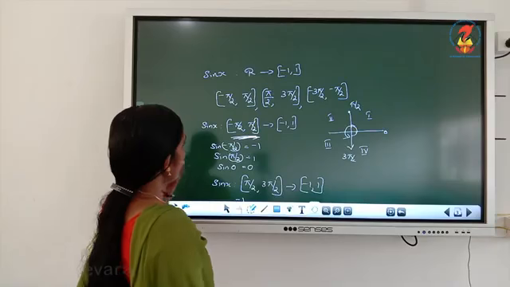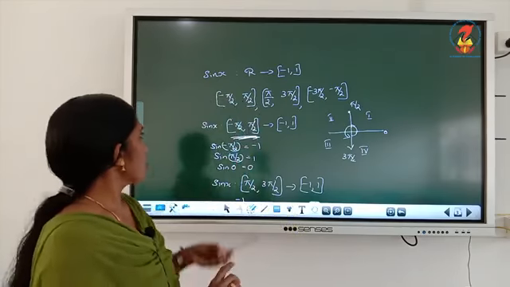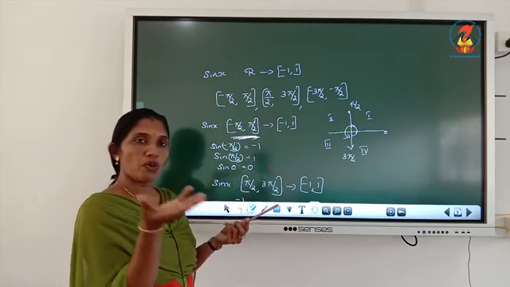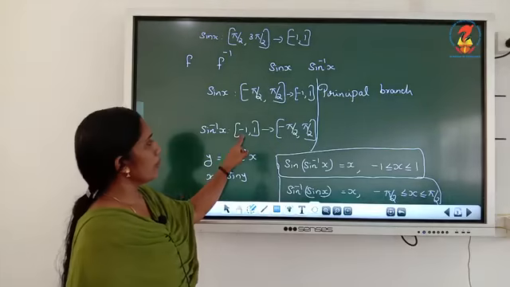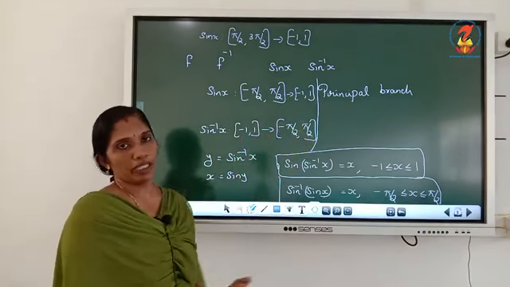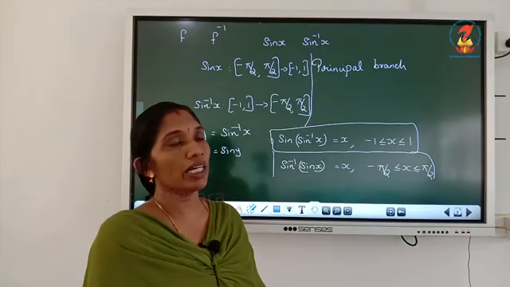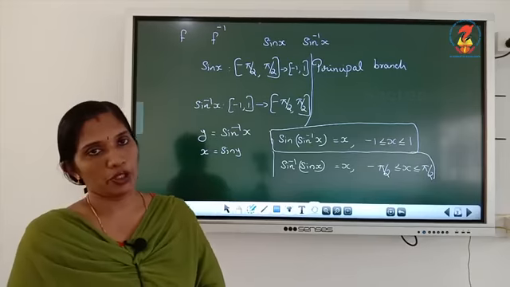But the range of which branch? Minus pi by 2 to pi by 2, that is known as the principal branch. So sine x is defined from minus pi by 2, pi by 2 to minus 1, 1, that is 1-1 and onto. So we can define an inverse from minus 1, 1. Okay. Sine inverse from minus 1, 1 to minus pi by 2, pi by 2. Then you have to learn this also. y equals sine inverse x means x is equal to sine y. And these two results also. Sine of sine inverse x is equal to x if minus 1 less than or equal to x less than or equal to 1, and sine inverse of sine x is equal to x if minus pi by 2 less than or equal to x less than or equal to pi by 2. Okay children.